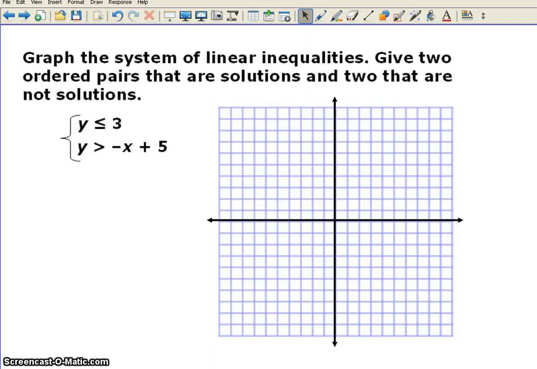All right, on example 2, we're really just going to be talking about how we're going to graph these inequalities. We want to do the same thing that we did when we were solving systems of equations. We want to graph the inequalities on the same coordinate grid.